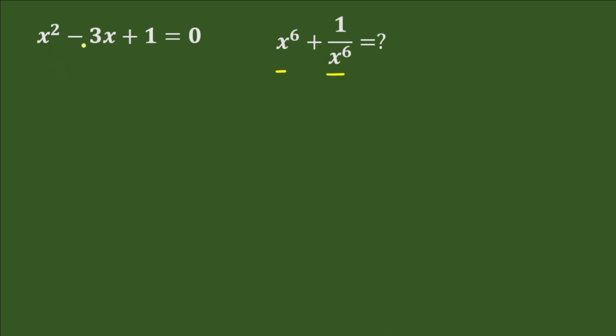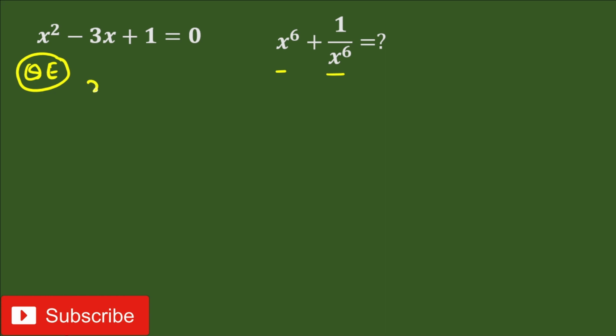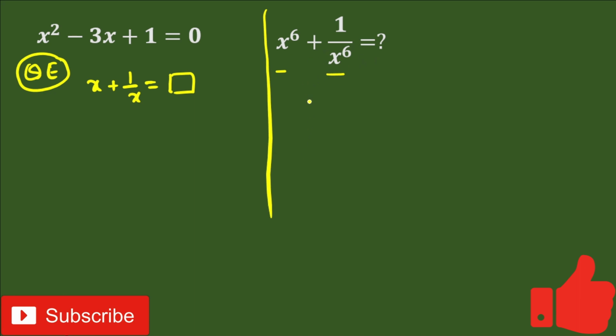From this quadratic equation we can find the value of x plus 1 over x. Then we'll manipulate these two terms into a simpler form. We can write it in terms of x square and its cube, or x cube and its square. In both cases we will find the value of x raised to the power 6.